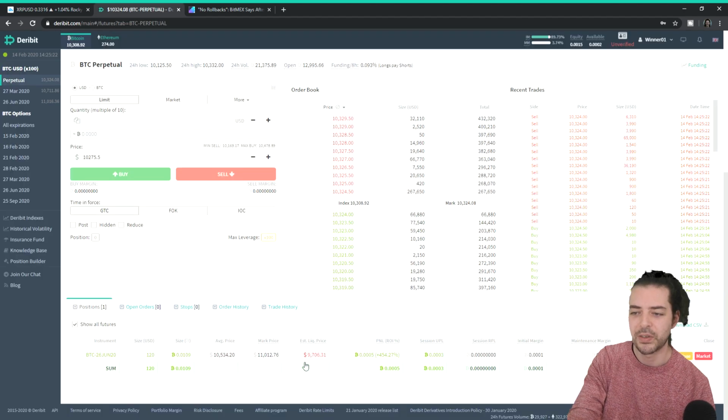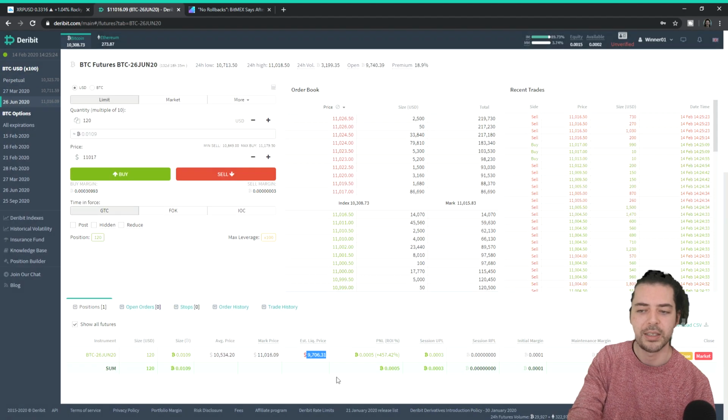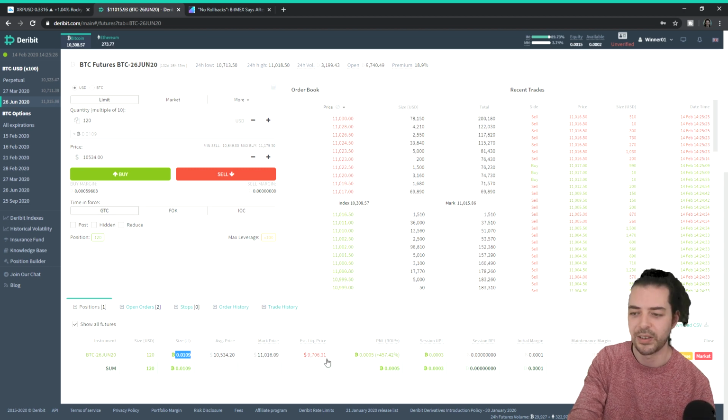Since I've drawn reference to the liquidation price thing, this is risking it for a biscuit here on this trading account. The liquidation price is set at 9,706 on this asset, which is the June futures contract. The mark price at the minute is 11,000. It would only take a drop of a couple of $1,000s there to wipe this account out.